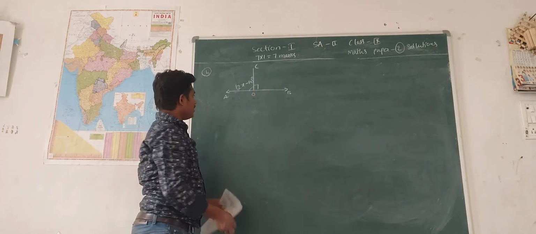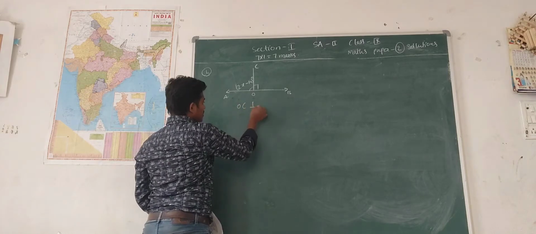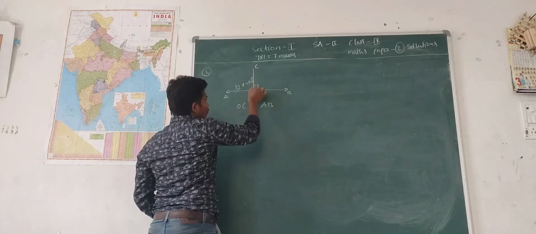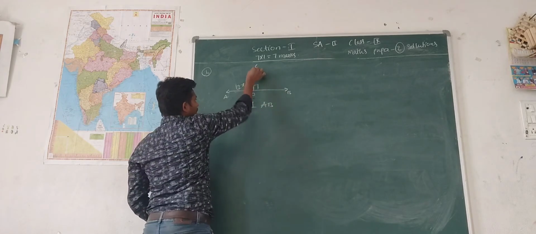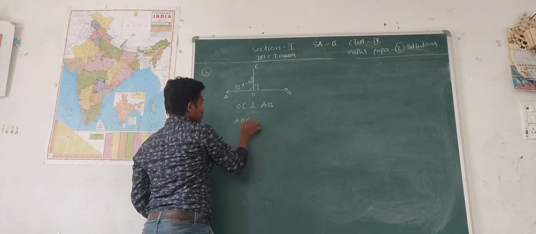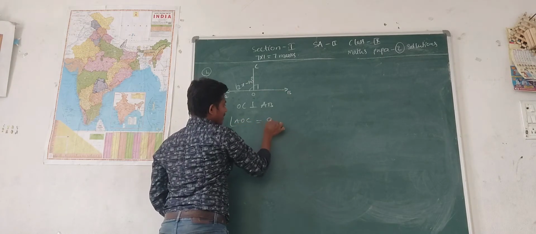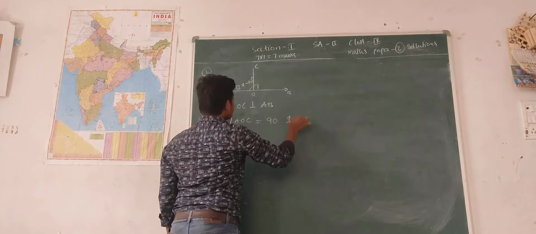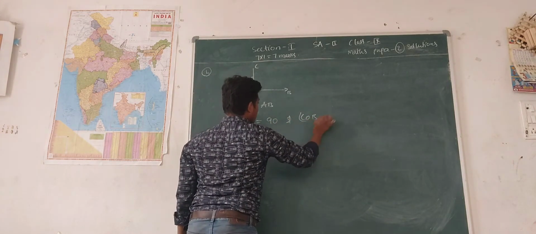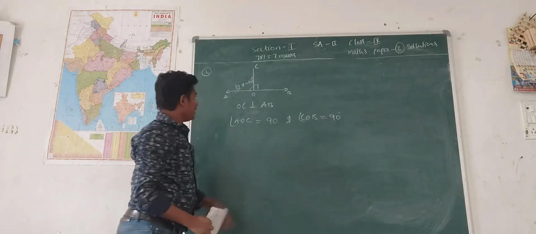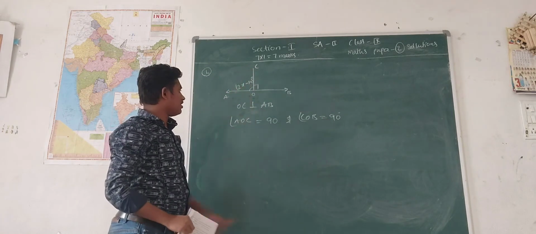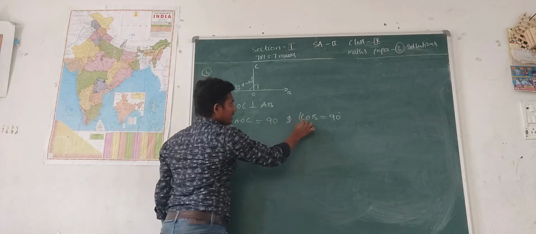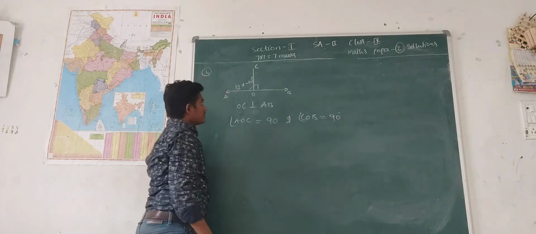So, we are given OC is perpendicular to AB, which means COB equals 90 degrees and AOC also equals 90 degrees, okay? And angle COB also equals 90 degrees, and here AOC is given as 90 and COB equals 90.